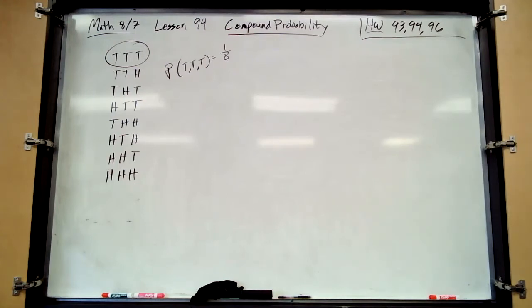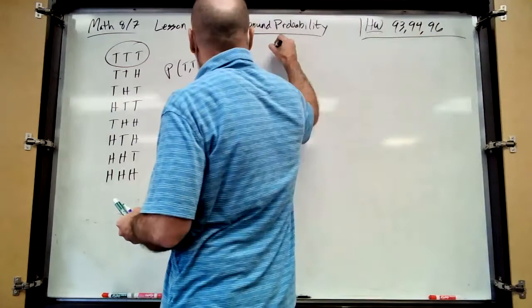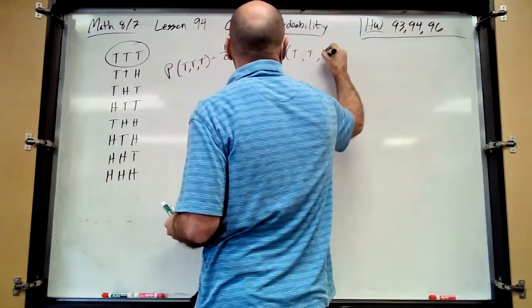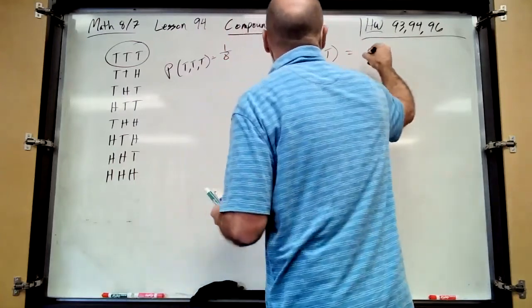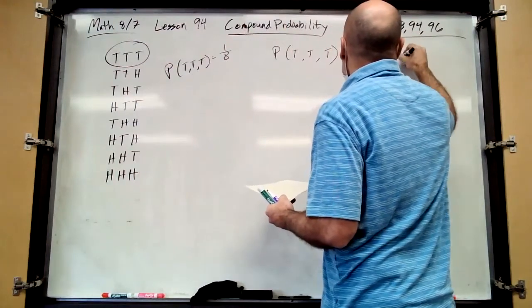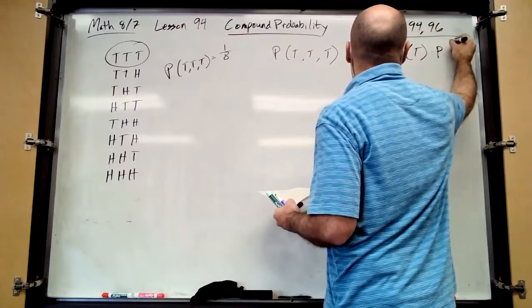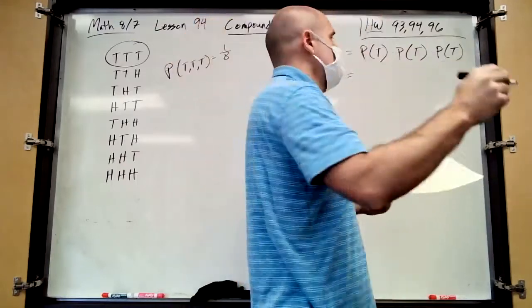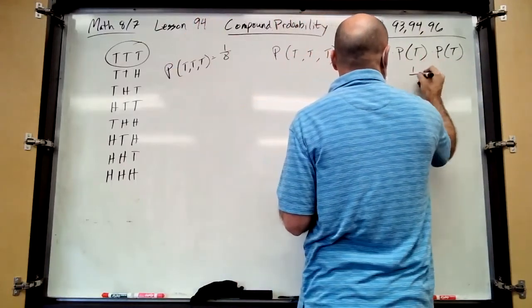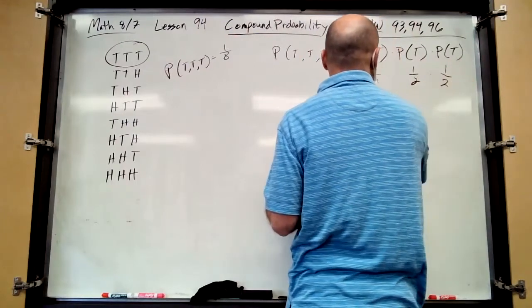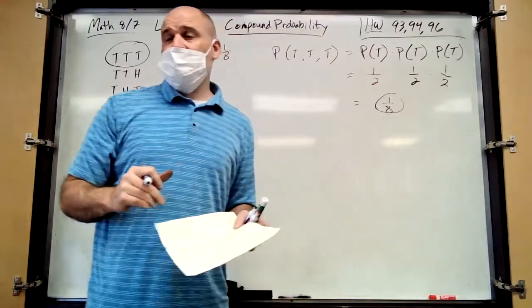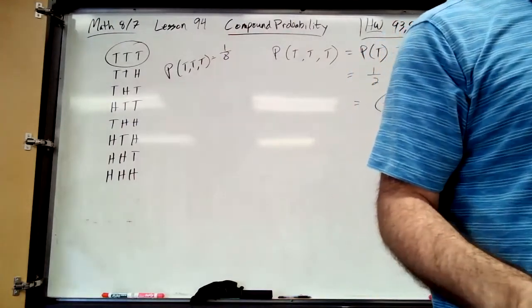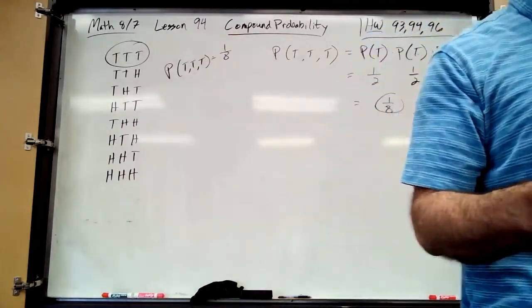You could do that, but to find the probability of something happening like tails, tails, tails, it's just the product. What's product mean? Multiplication. It's just the product of their individual probabilities. Look at this, so this becomes easy. What's the probability of just flipping a tails one time? One half, right? Times one half times one half. What's one half times one half times one half? 1/8. So that makes it a lot easier. The probability of something happening in a certain order is just the product of the individual probabilities.